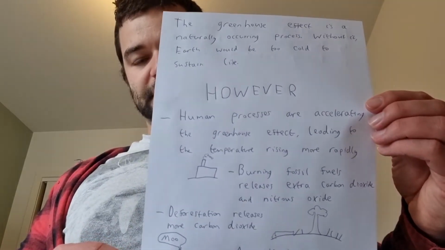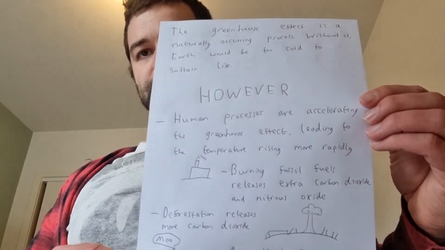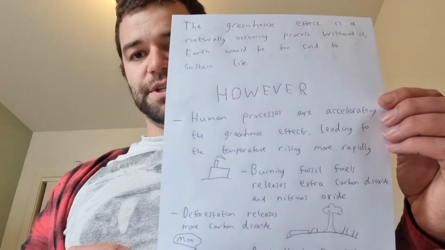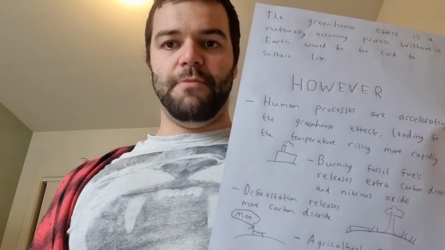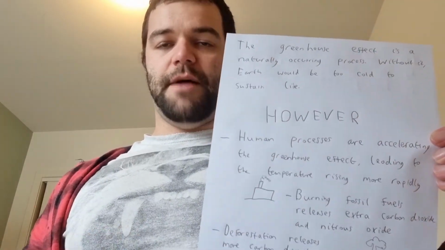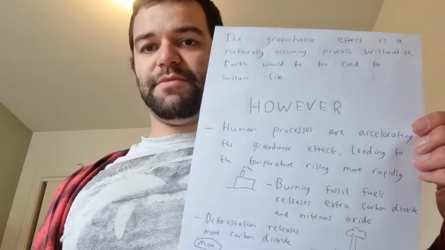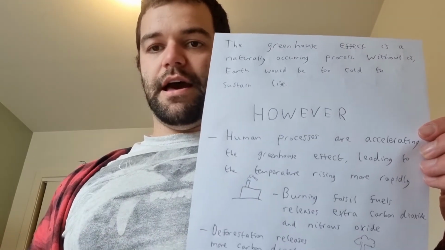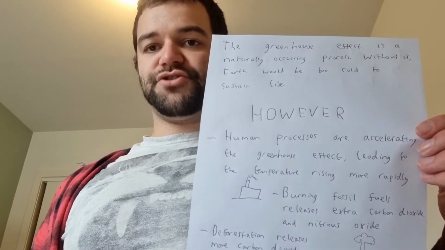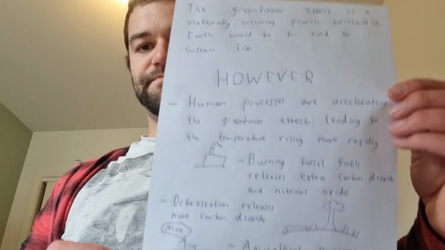I put here that deforestation is another thing that releases carbon dioxide. So deforestation is when we chop down trees. When that happens, the carbon trapped inside of them gets released, and we also lose an organism that's capable of trapping carbon dioxide inside of it.